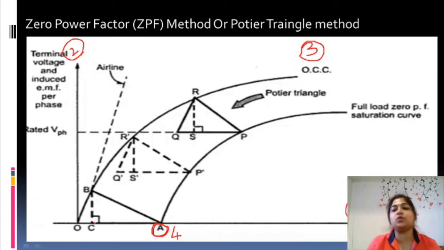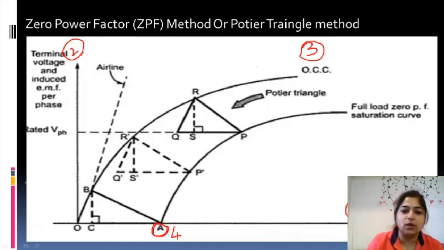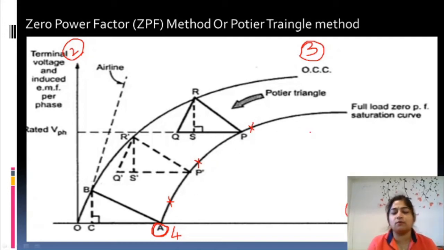Now what is next? Next we need to plot ZPFC, that is zero power factor characteristics. That data we will get from the experimental setup I have just shown you, when we perform the practical. So terminal voltage with respect to varying field current we are going to plot here. Let's say these are the points we are getting from the experimental setup. Once we get these points, we will join them and draw this full load zero power factor saturation curve. Now you have used the data from OCC, SCC as well as ZPFC.